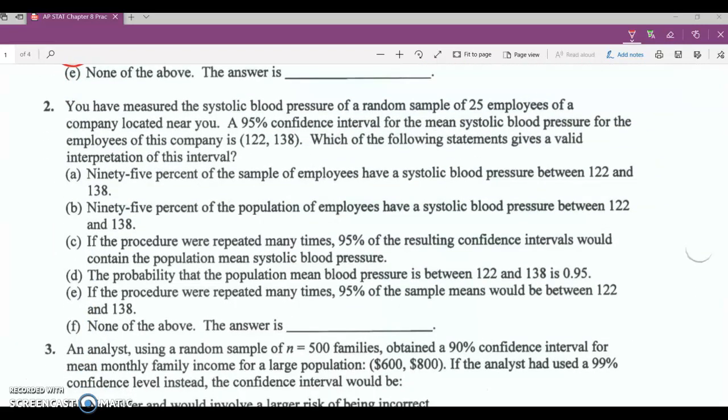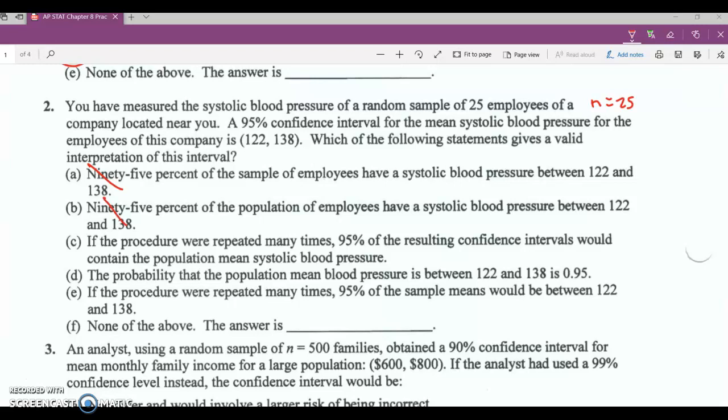Next, you've measured systolic blood pressure of a random sample of 25 employees. A 95% confidence interval for the mean blood pressure for the employees of this company is 122 to 138. Which of the following statements gives a valid interpretation of this interval? 95% of the sample employees have a systolic blood pressure between 122 and 138? No. 95% of the population? No.